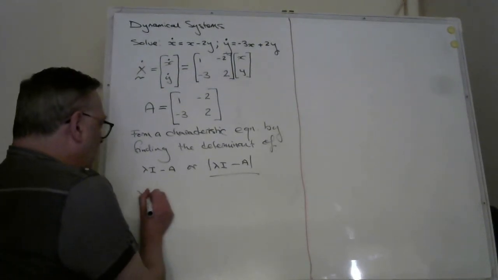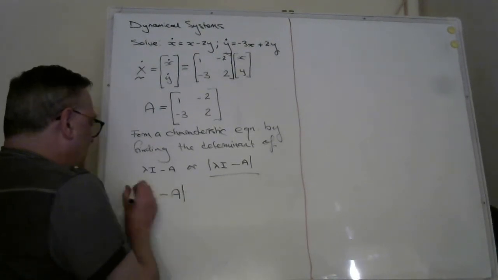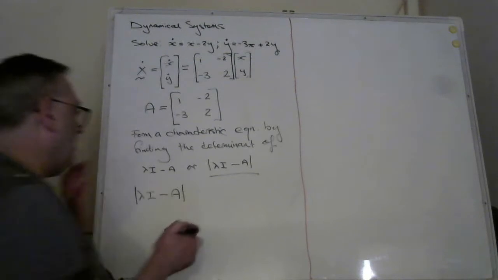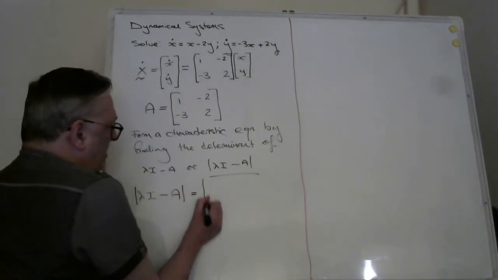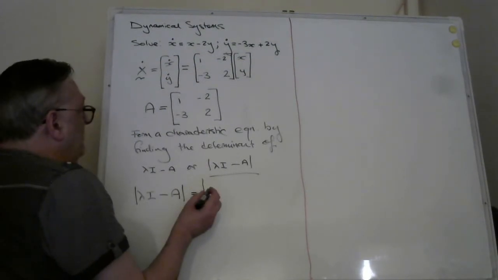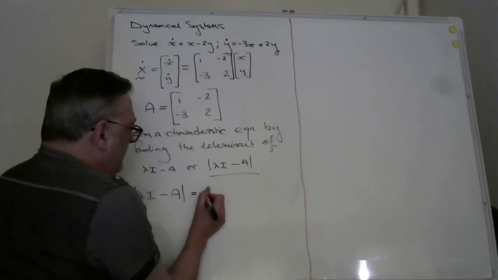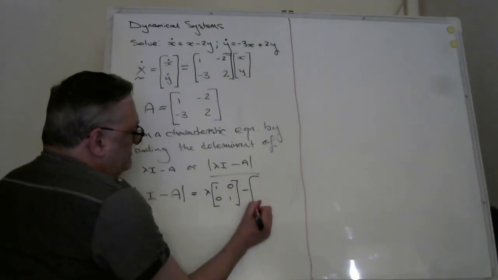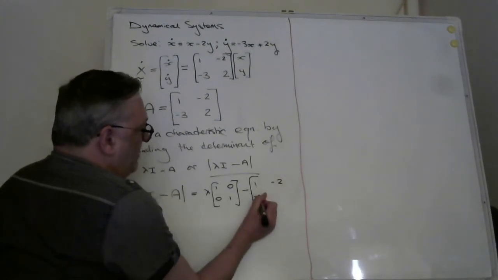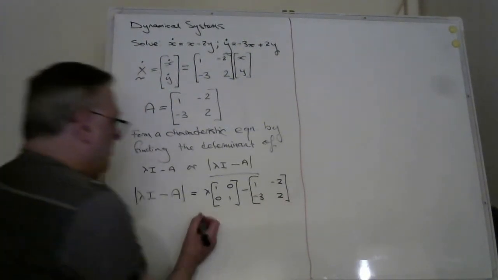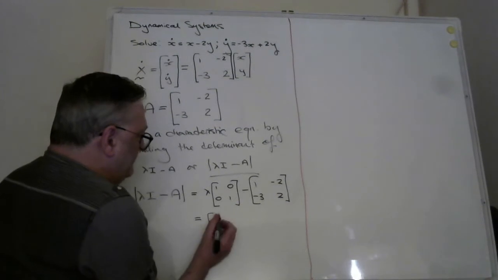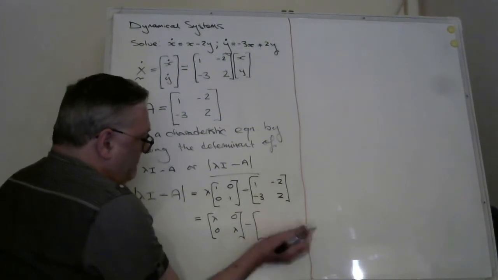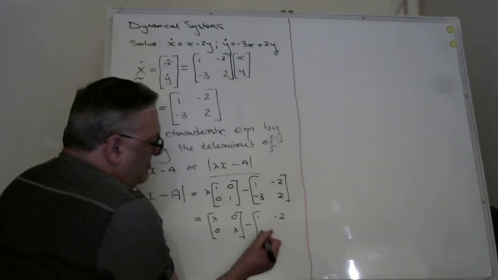So we've got lambda I minus A, and I'm going to change pens because I think that one's starting to get a bit weak and running out. So we've got lambda I minus A, and that's equal to, I'll write it down this way. Lambda times the identity matrix 1 0 0 1 minus 1 minus 2 minus 3 2. Okay, now like I explained in the last video, that simply becomes lambda 0 0 lambda minus, in bracket, in the matrix again, 1 minus 2 minus 3 2.